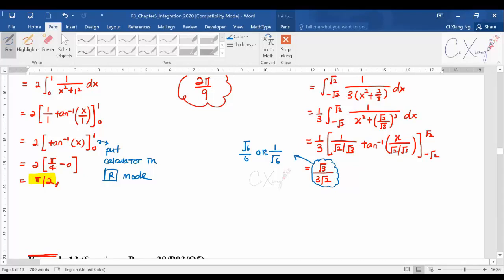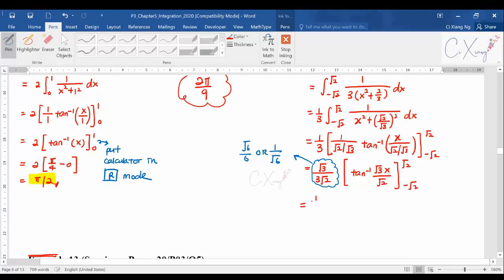Alright, it involves some basic knowledge, and also some very basic idea on rationalization. Okay, so this part I keep it for you. So after I take out and simplify the constant here, then inside I left tangent inverse square root 3x over square root 2. And then I want to substitute square root 2 and also negative square root 2.